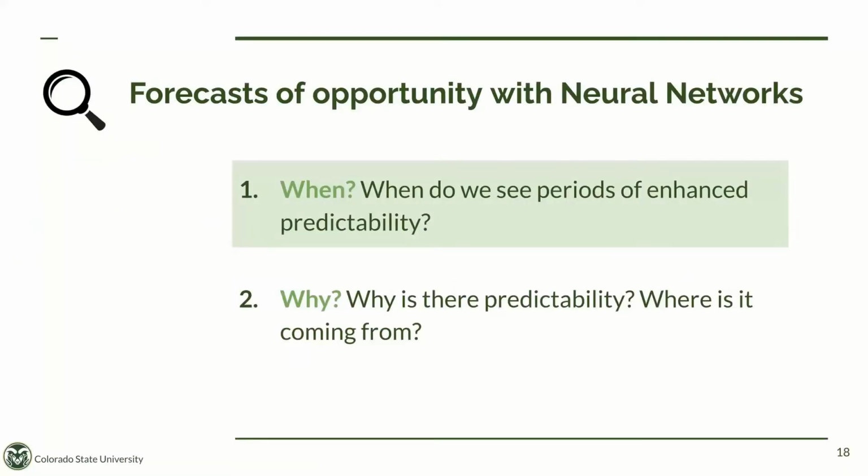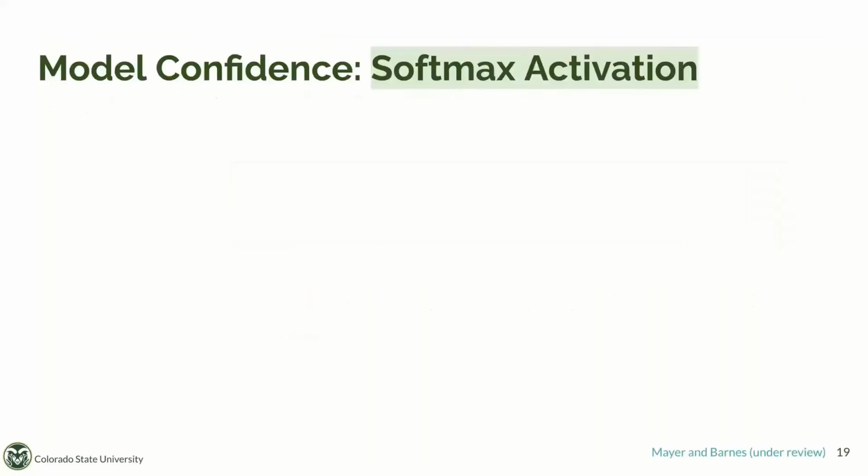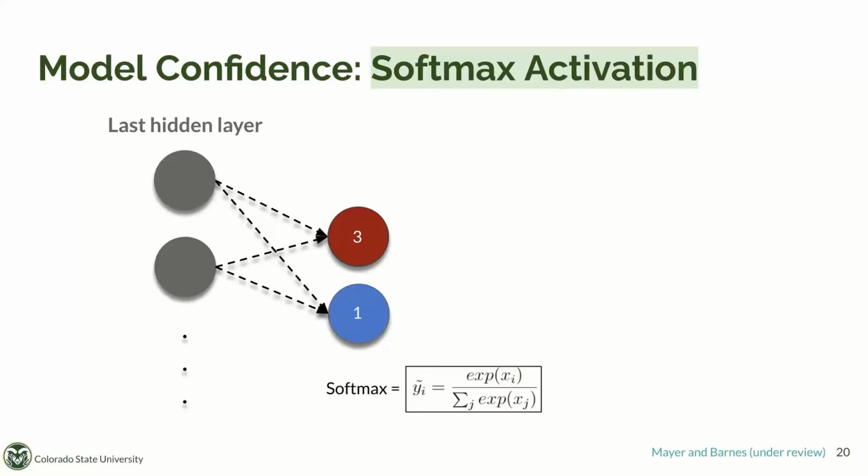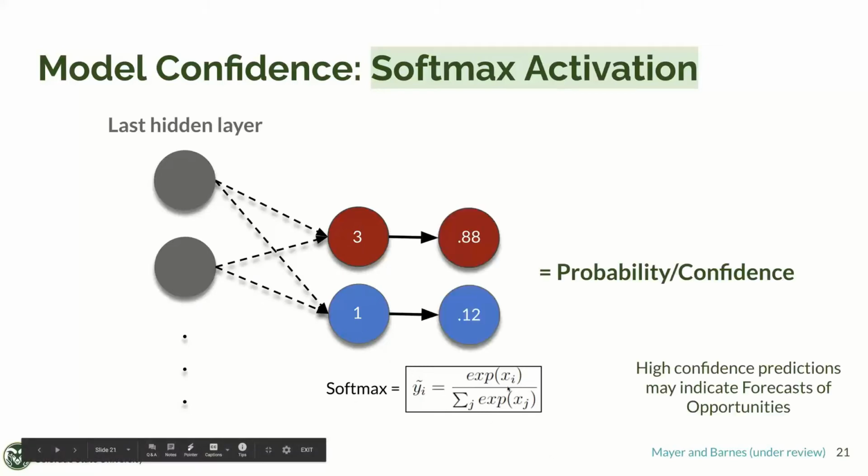So how do we determine when? When do we see periods of enhanced predictability using a neural network? To do so, I use something called a softmax activation function. A softmax activation function is applied to the last layer, or the output layer, of the network. So let's say we have an output of 3 and 1, where the network is predicting a positive sign prediction of the circulation over the North Atlantic. What we can do is put these variables into the softmax activation function, and it outputs this thing we refer to as probability or confidence. We refer to it as a probability because these numbers sum to 1, but I will refer to it as a confidence for the rest of the talk.